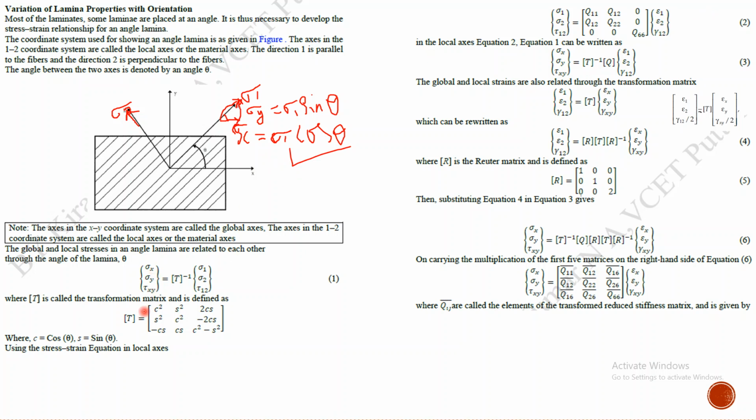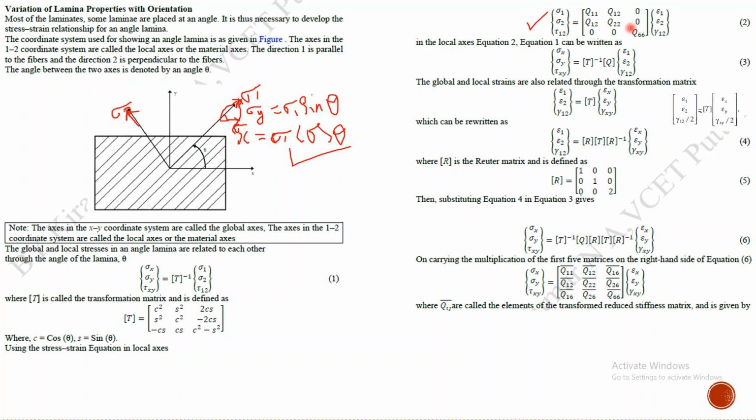Since I want the stresses in x, y, tau xy, I have inverted the transformation matrix and multiply that with the local stresses. From the previous derivation, we know that the local stresses sigma 1, sigma 2, tau 12 are related to the local strains with the reduced stiffness matrix.